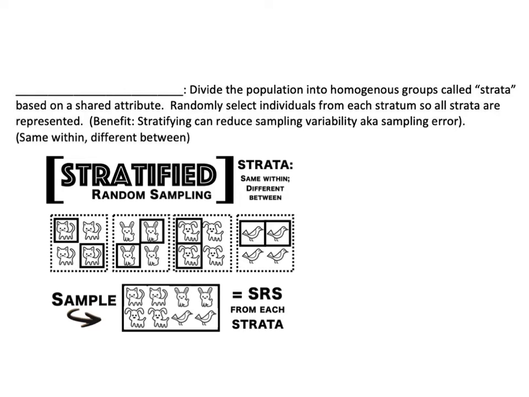All right, let's talk about our next sampling method, which is a stratified, and sometimes you'll see that called a stratified random sample. Don't call this an SRS. It uses the same letters, but it's not at all the same. Stratified random sample. What do you do with this? First, you divide the population into homogeneous groups, which we call strata, based on some sort of shared attribute. Then we randomly select individuals from each stratum, that's your singular, so all strata are represented.